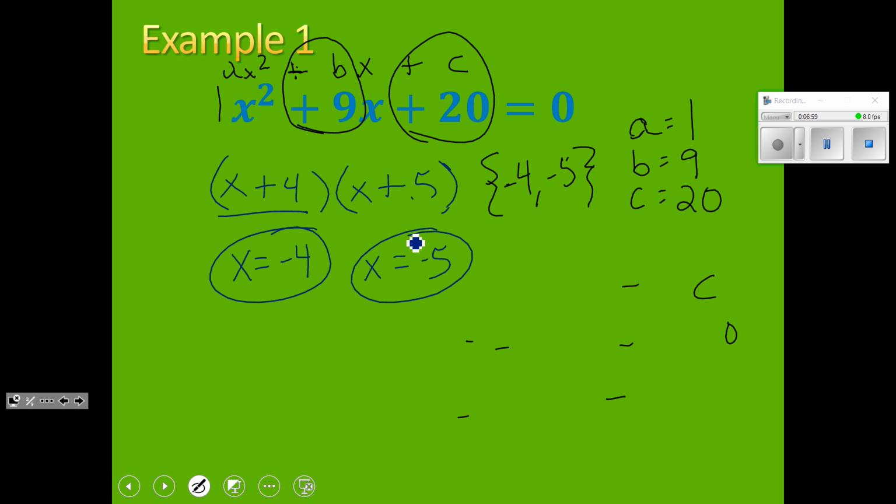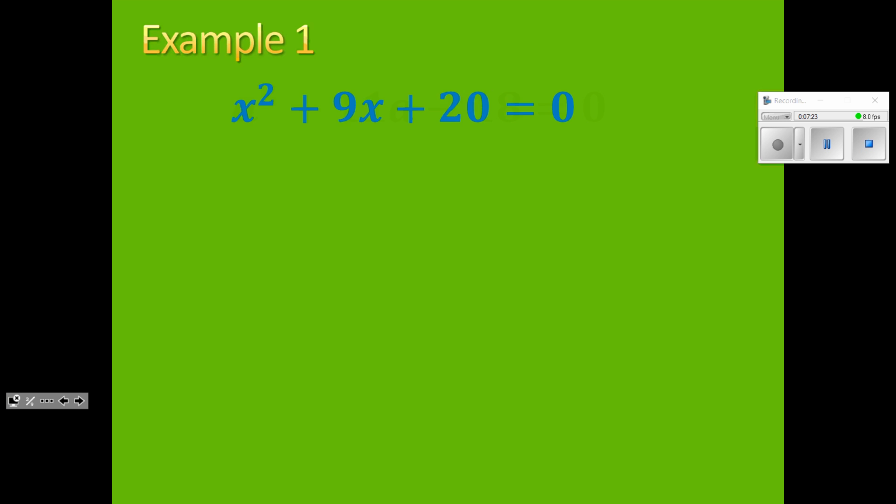That would be a good way to check yourself. What other way could you check? Yes, you could put it into the calculator and you could find your zeros. Or you can always plug and chug and work the two sides out and make sure that they are equal. So you need to work it at least two ways. If you get the same answer twice, then you know you have done it correctly. So let's go to the next one.